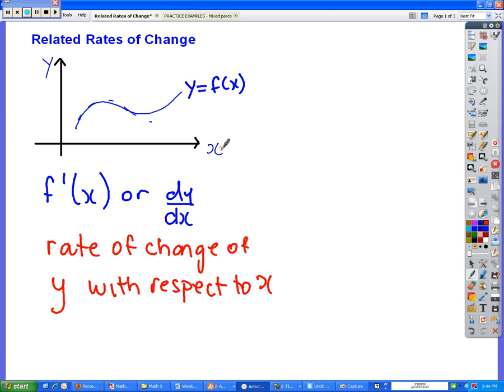We're looking at how y is changing compared to how x is changing. So when we look at tangents, we go back and have a look at what we started with, and we're looking at slope. We're looking at how y is changing compared to how x is changing, delta y over delta x. Talking about the slope, the rate of change of y with respect to x.